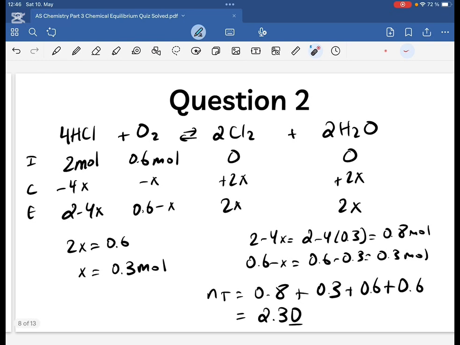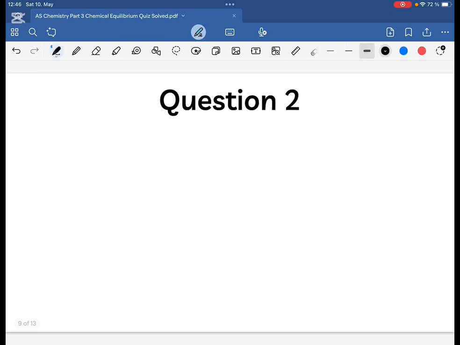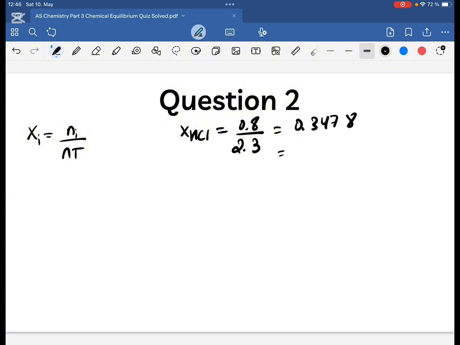Now to get the mole fraction, we need to use this formula, which is x is equal to the number of moles over n total. First, I'm going to find the mole fraction for HCl. The moles for HCl is 0.8, which we found before, and the total number of moles is 2.3. We're going to get an answer of 0.3478. To 3 significant figures it's going to be 0.348.